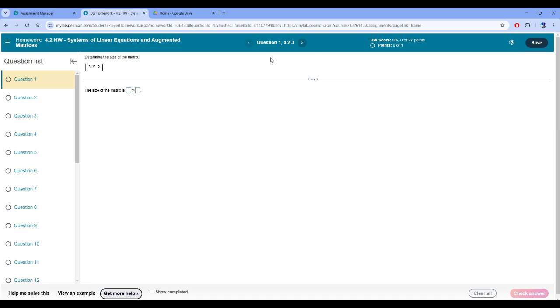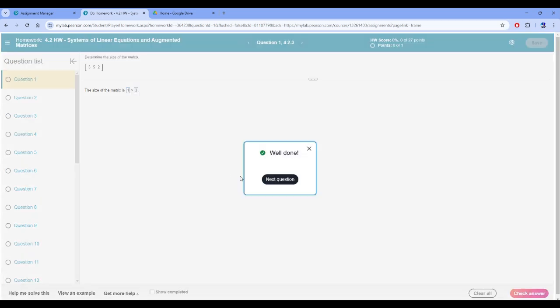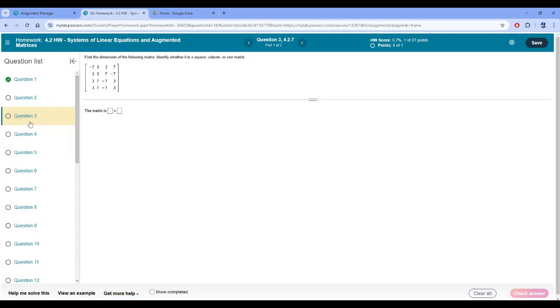All right, let's take a look at what this is going to be. Determine the size of the matrix. This is a 3-column. This is a 1 row by 3 column. Here, this one is a 5 by 1. This one is a 4 by 4.